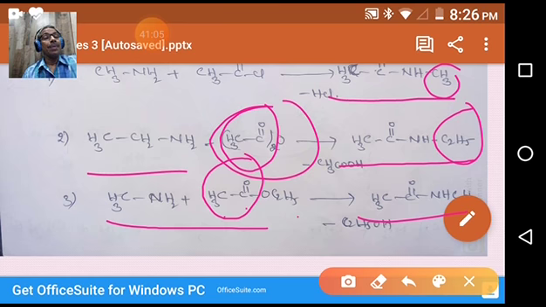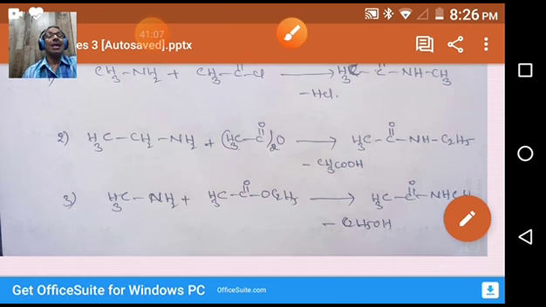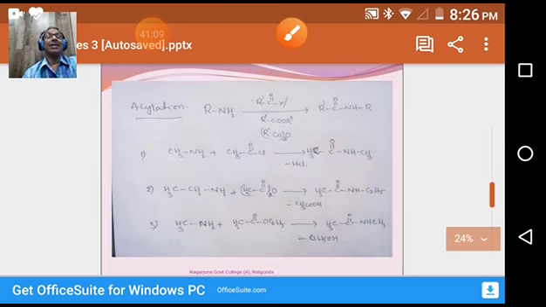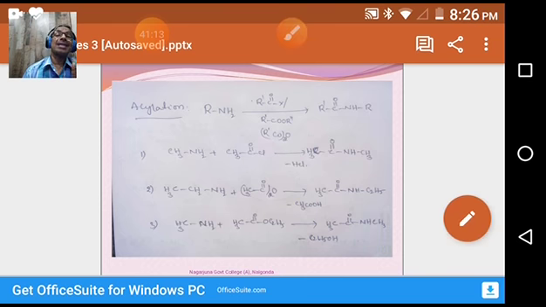So what is this? Acylation reaction. In acylation reactions, amines react with acylating reagents like acid halides, acid anhydrides, or esters. They give the corresponding acylated amines, nothing but amides.